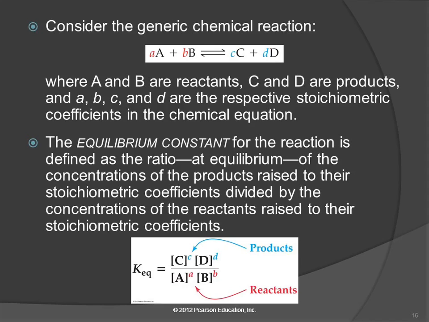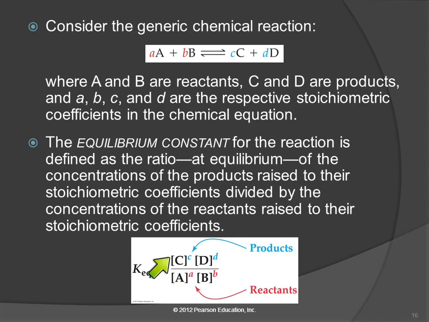So what's this equilibrium constant? The equilibrium constant is defined as the ratio of the concentrations of products over the concentrations of reactants. And they are raised to powers corresponding to the coefficients from the equation. So the equilibrium constant, here are the products. It's always products over reactants.